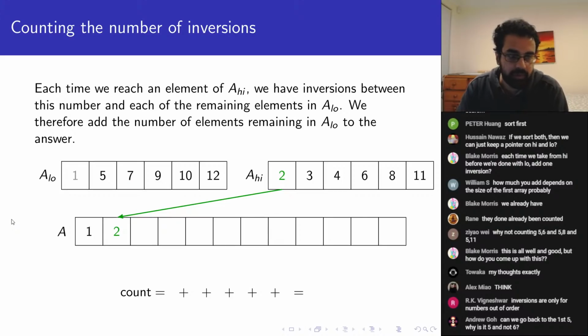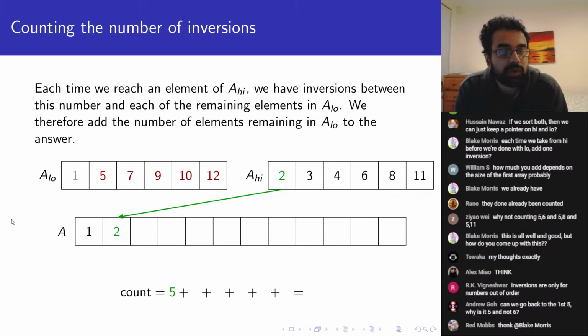Andrew asks, when we add the first 5 to the total, why is it 5 and not 6? It's because we're counting the number of things that 2 is in inversion with from the left half. That's only the things that are still remaining in A-low. Because the 1's already deactivated, there's only 5 things remaining, and we can look that up in constant time by doing some pointer arithmetic, right? We have pointers to the 5 and the 2, so we can get to the numbers 5 and 2 in A-low and A-high respectively. So we can again do some pointer arithmetic to see that there are 5 things remaining in A-low, and therefore we should count 5 towards the total. I hope that answers your question, Andrew.